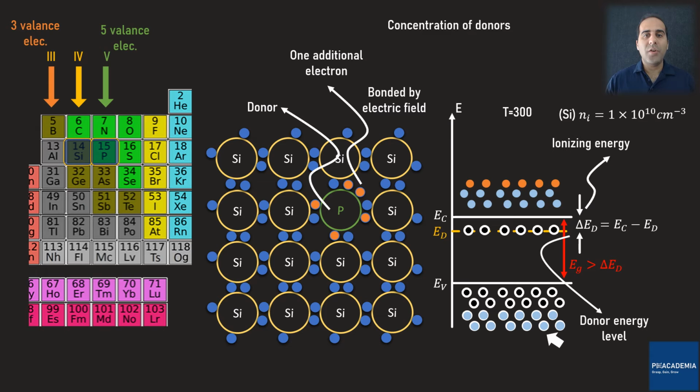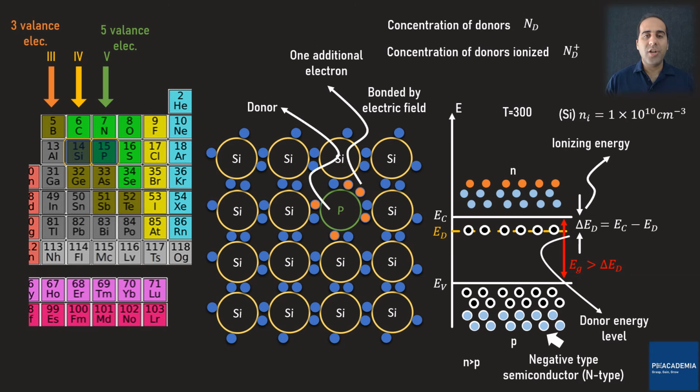If the concentration of donors is shown by N_D, the concentration of those donors that are ionized is N_D plus. Depending on the ionizing energy, N_D is or is not equal to N_D plus at a given temperature. Now, by looking at the energy band diagram, the concentration of negative charge carriers or electrons in the conduction band is much larger than that of positive charge carriers or holes in the valence band. We call this doped semiconductor a negative type or n-type semiconductor.